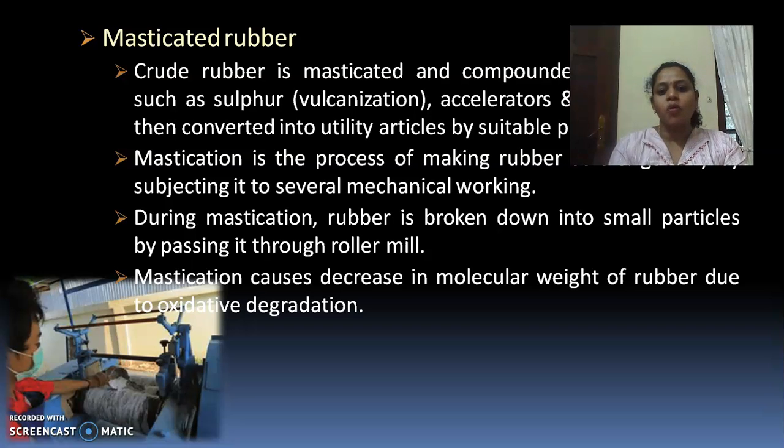That means it is a process of making the rubber soft and gummy by subjecting it to several mechanical workings. Now, during this process, the rubber is broken down into small particles while we are passing it through a two-roller mill. Mastication causes a decrease in the molecular weight of the rubber due to oxidative degradation.